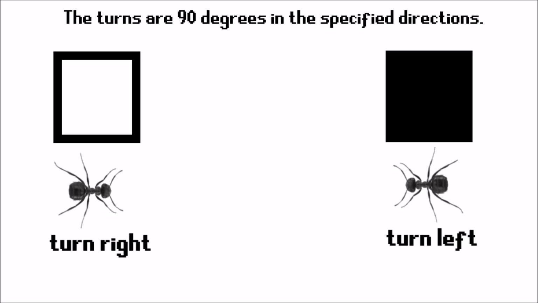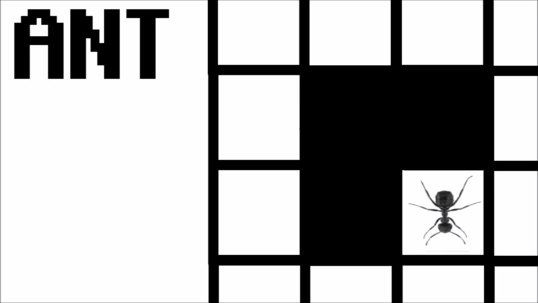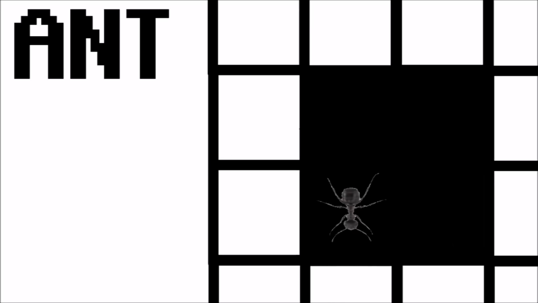The ant will then look at the colour of the square that it's currently in and turn depending on its colour. For example, if the cell was turned off, then the ant will turn right. And if the cell was turned on, then the ant will turn left. And that's as simple as it is, and eventually it creates some pretty cool looking patterns. So let's get into this.